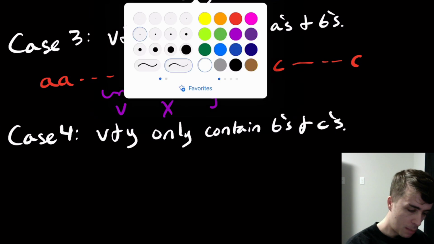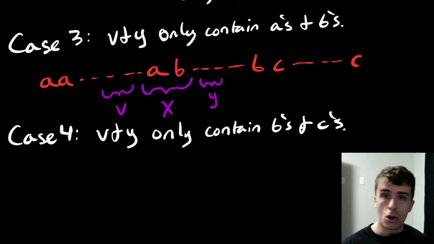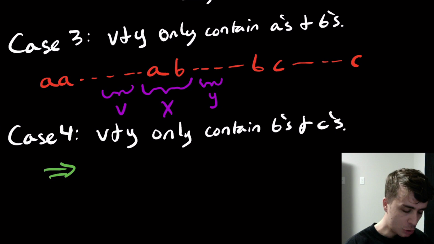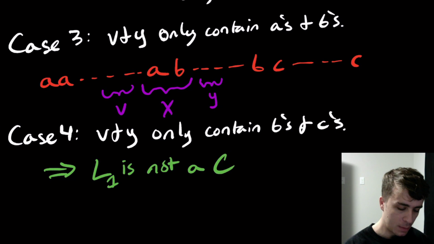And so because of this, in all cases, we were able to pump out of the language. We have a different value of i possibly each time, and we'll see an example of this, but we were able to pump out of the language in every possible case. So that shows that L1 is not a CFL.